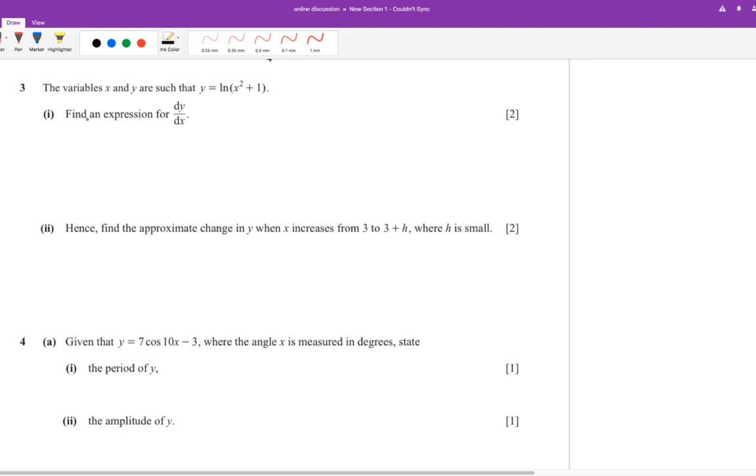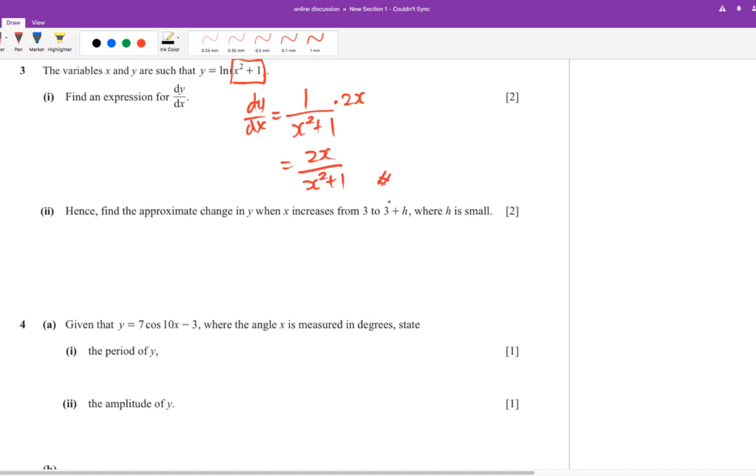Right, the variables x and y are such that y equals ln of x squared plus 1. So you just differentiate this, which should be very easy. Whenever you see ln, the ln will become 1 over the whole thing, so it will be 1 over x squared plus 1. Then you differentiate whatever is in the denominator. Differentiating x squared plus 1, you get 2x. So the answer is 2x over x squared plus 1. This one is very easy.